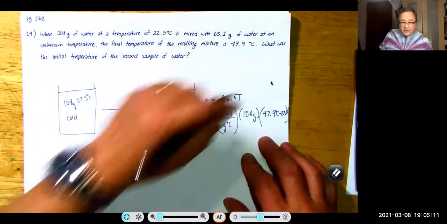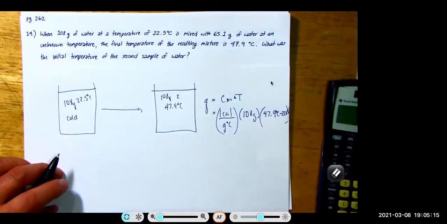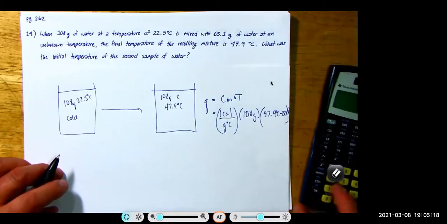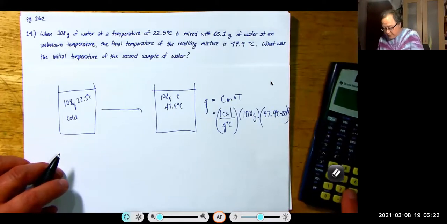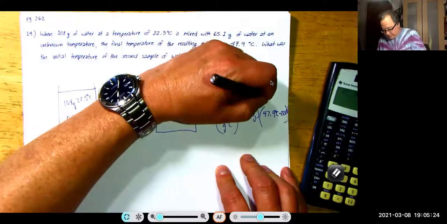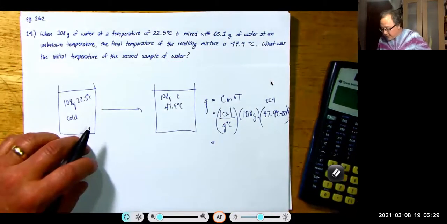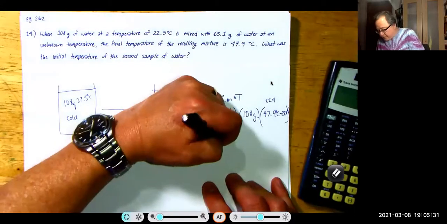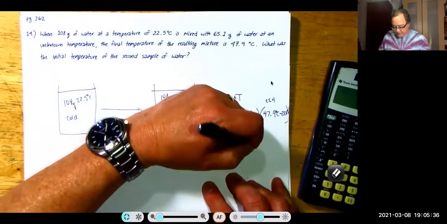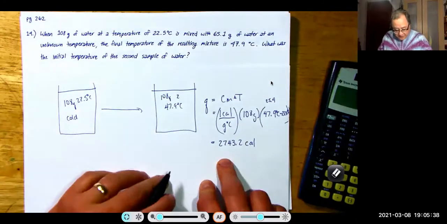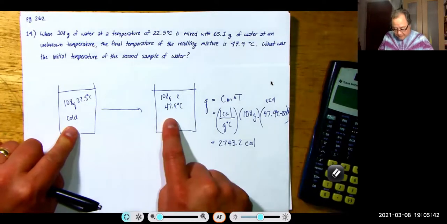This is supposed to be 47.9 degrees Celsius minus 22.5. Okay. And 47.9 minus 22.5 is equal to 25.4. And then times the 108. And times 1, we get 2743.2 calories. And this is a positive, which means that the cold water absorbed energy. Does that make sense when it goes to 47.9?